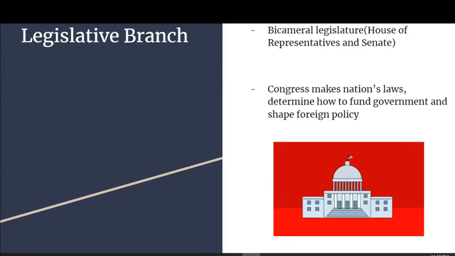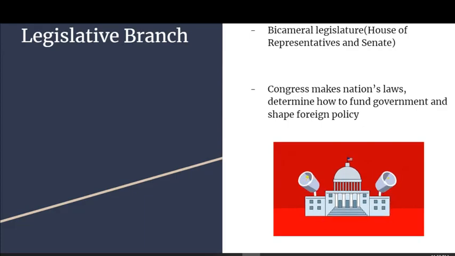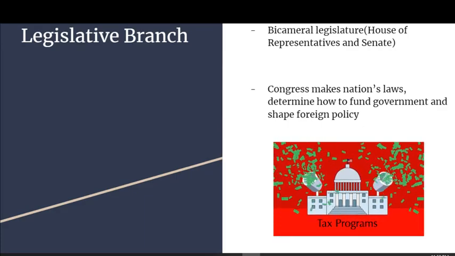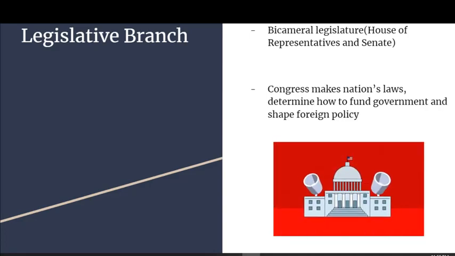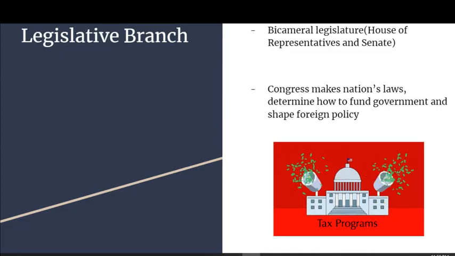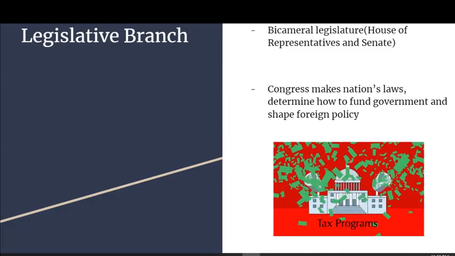Congress makes the nation's laws. They determine how to fund the government and shape the nation's foreign policy. Congress also has many employees who are not senators or representatives that help write the bills, research the data, listen to citizens in each district, and inform voters about the acts their Congress member has done.